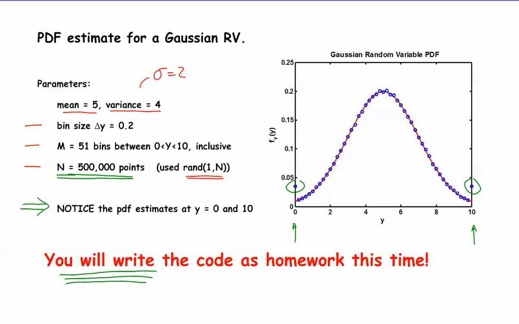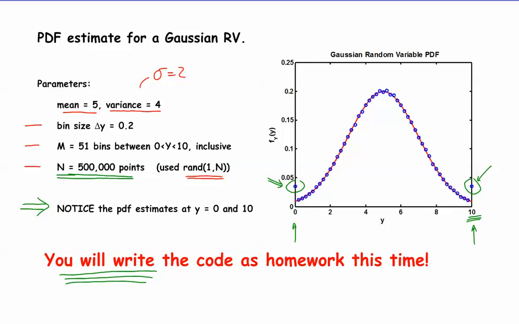So all of the points in y that are above the value 10 end up being represented in the histogram estimate at y equals 10. Likewise, all of those points in y that are less than 0 end up in the histogram estimate at y equals 0. All right? There's a couple of ways around that if those 2 points are unsettling to you.